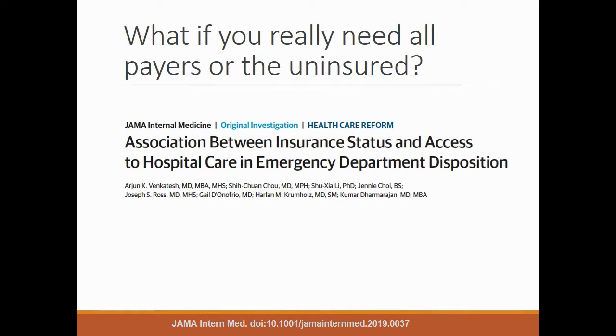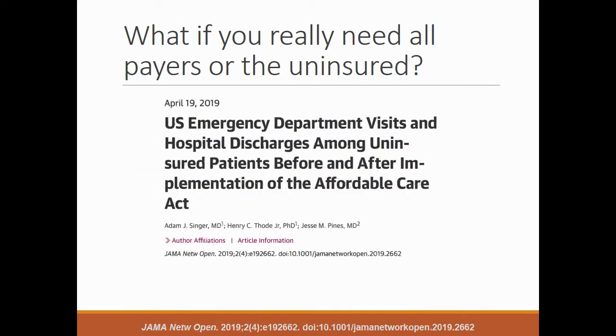So some examples of these strengths and limitations. So if you really need all payers or the uninsured, terrific recent study in JAMA Internal Medicine by Arjun Venkatesh at Yale showed that patients who were uninsured or had Medicaid were more likely to be discharged rather than admitted for conditions like asthma, and they were more likely to be transferred when there really shouldn't occur for clinical reasons. So this is an important health services research study that wouldn't be possible with Medicare because you really needed other payers to evaluate this. So NEDS was the database they used in that study.